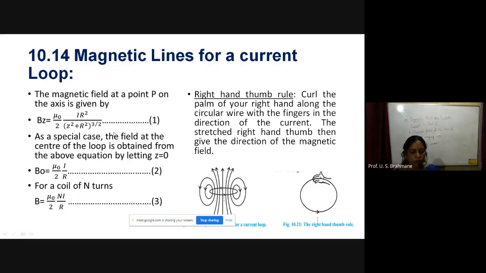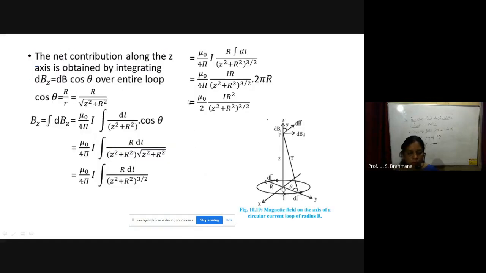So this is a very important equation for the magnetic field along the axis of a circular loop. So remember children, this equation is very important. Bz equal to mu 0 upon 2 I R square upon z square plus R square raised to 3 by 2. So you may note down children or take a screenshot of this.